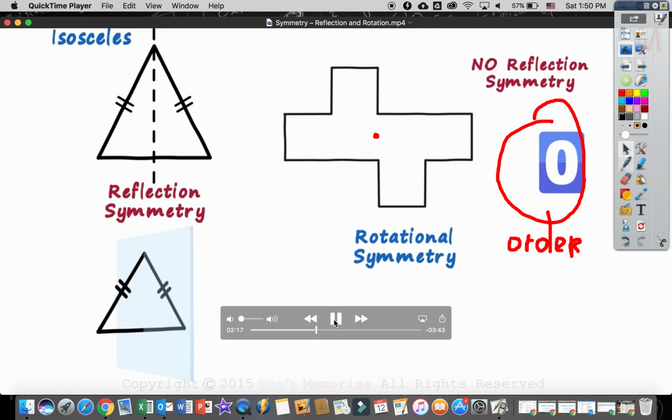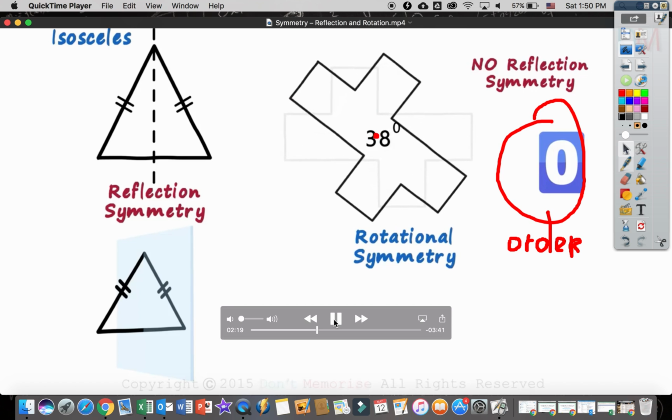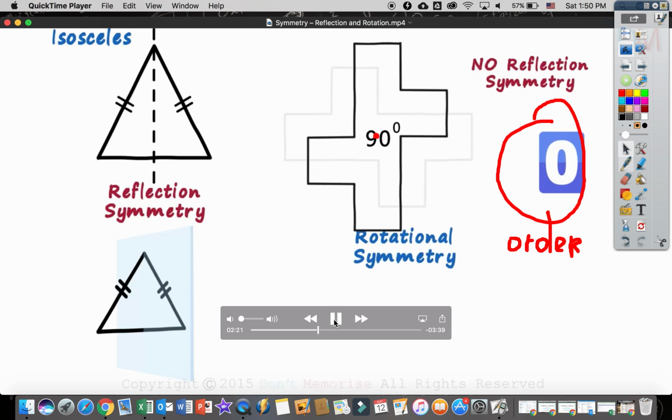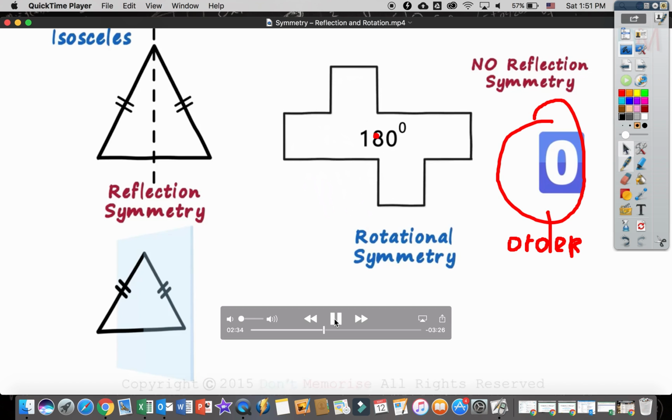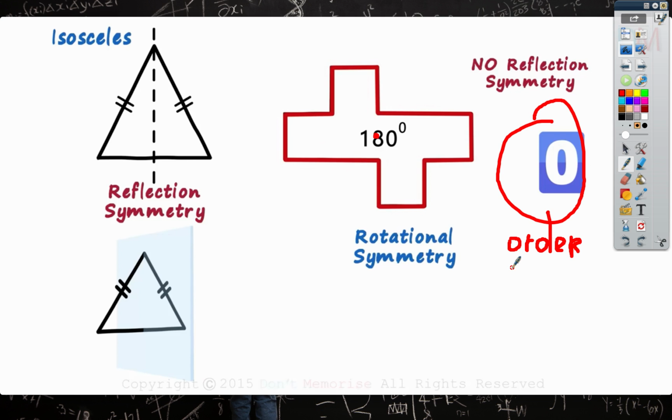Okay, we have started turning. 0, 90 degrees. It's not the same, so let's go on. 90 degrees is not the degree of the rotation. Now, 180 degrees. In 180 degrees, it's the first time the shape looks the same as given. So the degree is 180 degrees.